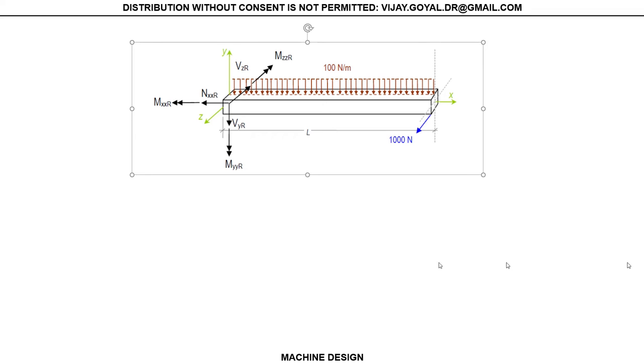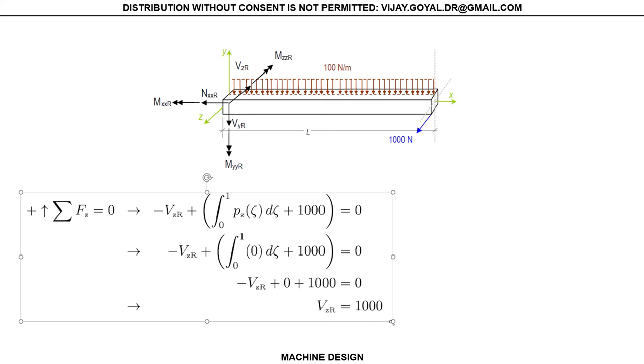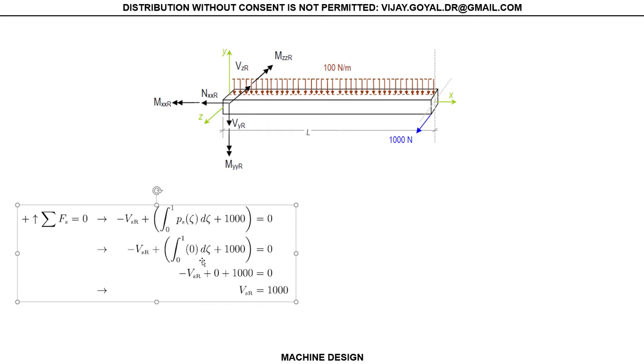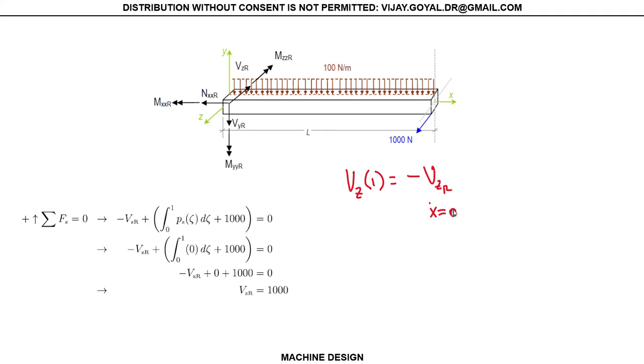Okay? So if you do this in Bz now, again, we are doing the same thing. I'm going to do this a little bit different than what was given here. We know that your equations are Vz at 1 is equal to minus Vz R. This is the same as x equal to 0 plus, 0 to 1 Pz dx.